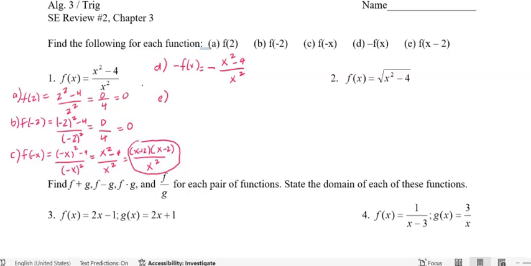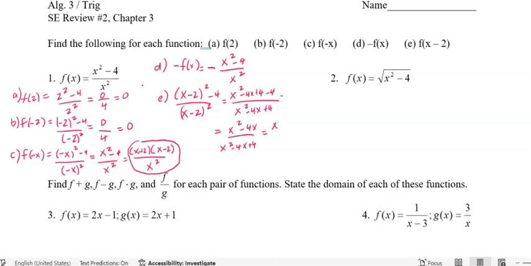And then for letter E, we're doing x minus 2 quantity squared minus 4 over x minus 2 quantity squared. When I square this binomial in the numerator, it's x squared minus 4x plus 4 minus 4. So when you simplify, you get x squared minus 4x, and then the 4 minus 4 becomes 0. And then this is x squared minus 4x plus 4. I'm going to go ahead and factor and just see if anything cancels, x and then x minus 4. And then in the denominator, it's x.